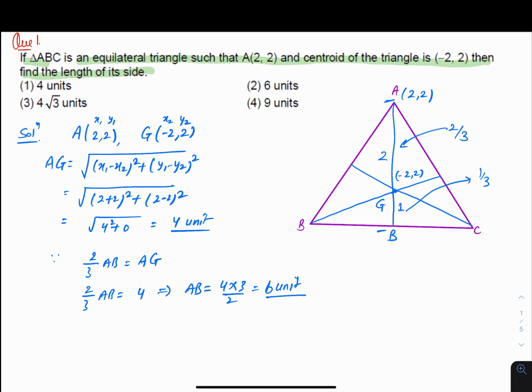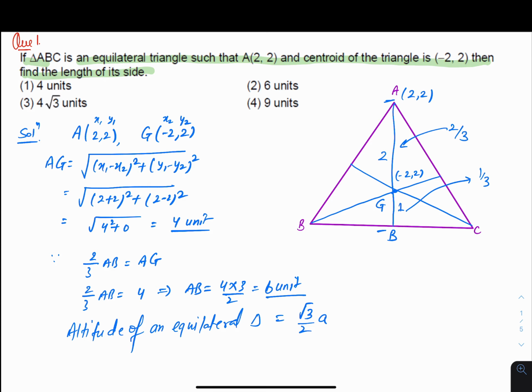So this median AB is actually the altitude of this triangle. As you all know, in any equilateral triangle, the altitudes are medians as well as the angle bisectors. So we have got the altitude of this triangle, and we also know that the altitude of an equilateral triangle is given by √3/2 into the side, that is A.